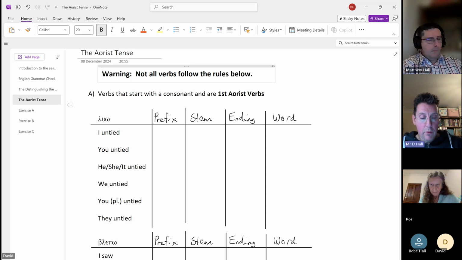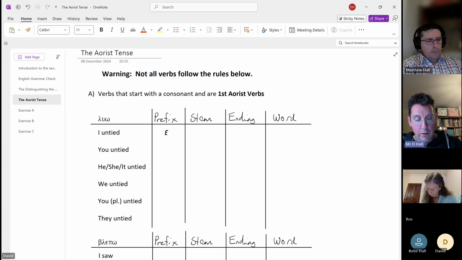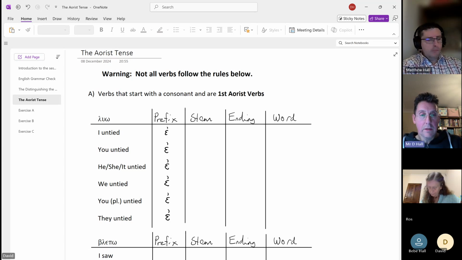So what we're going to do is write down how we would write luo, the verb to untie or to release. And we want the past, so I want "I untied" rather than "I am untying", this undefined action. The first thing is there's a prefix to indicate that the verb is in the past tense. So we're going to put an epsilon at the start, and we're going to have an epsilon at the front of all of them, as the fact that they're all in the aorist tense.